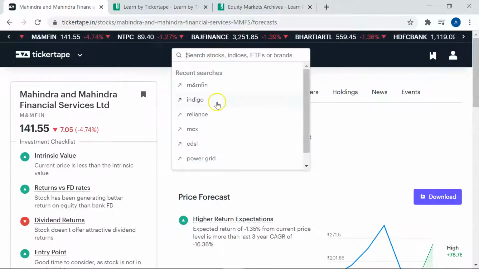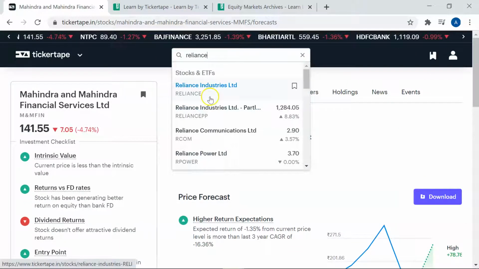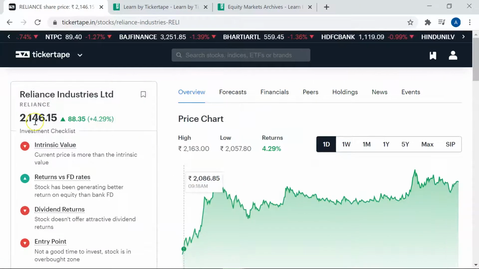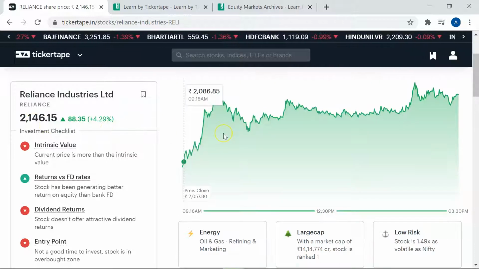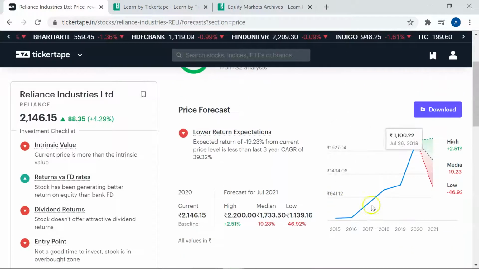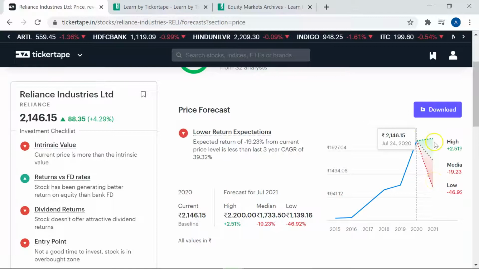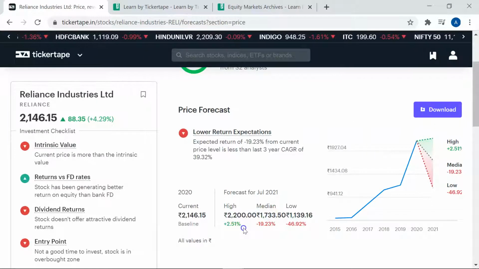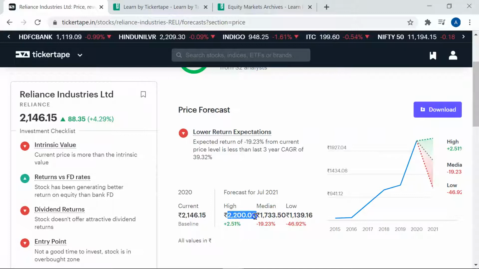Say for example, if I search Reliance Industries, currently the share price is 2146. Say I want to know what the share price could be exactly 1 year from now, then I should go to the forecast tab. See, again it is showing 3 possibilities, and the first possibility is showing very low, 2200. In the last 1 month only, the share price has increased around 600 rupees because of multiple big companies like Facebook, Google investing in Jio.